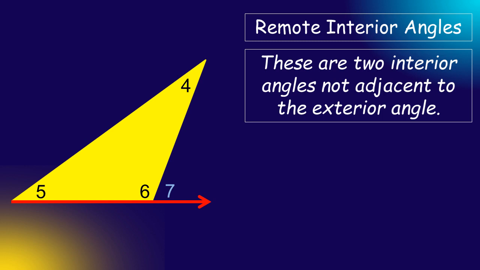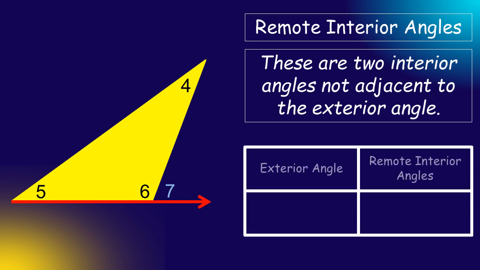So tignan nga natin sa figure, meron tayong isang exterior angle dyan na angle 7. So ano kaya ang kanyang magiging remote interior angles? Ito daw yung interior angles na hindi kalapit ni angle 7. What are those? They are angle 4 and angle 5. That's correct.